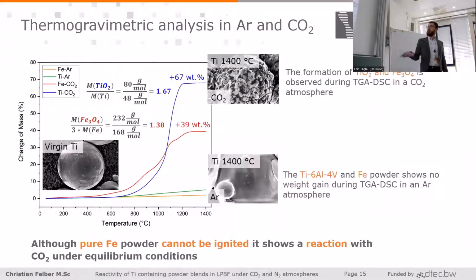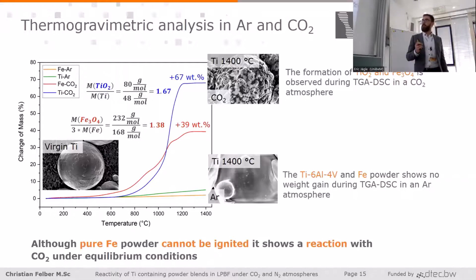And what we can see is that under argon, the weight stays more or less stable. Whereas under CO2, both powders show an increase in weight of 39 and 67 weight%, fitting very well to the intermetallic phases titanium oxide and iron oxide.